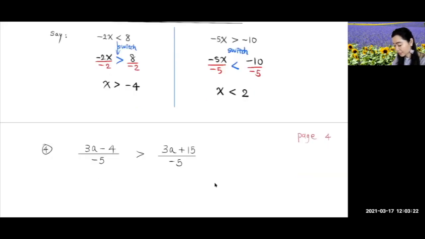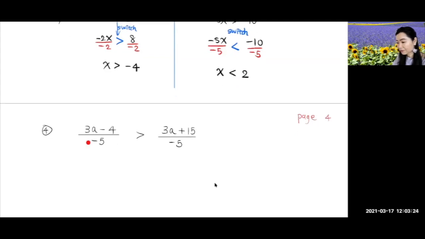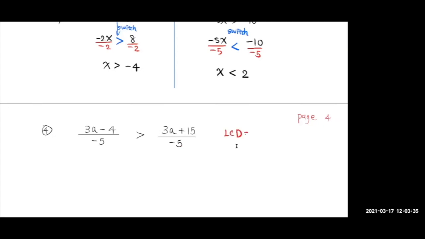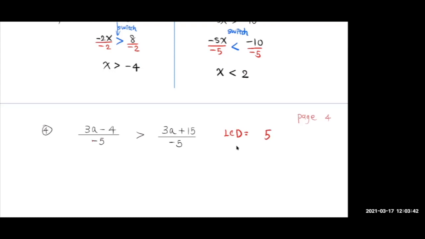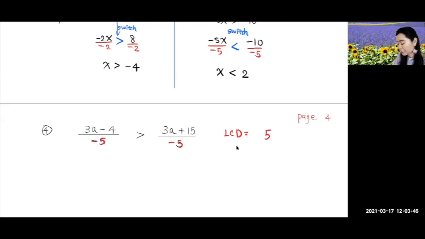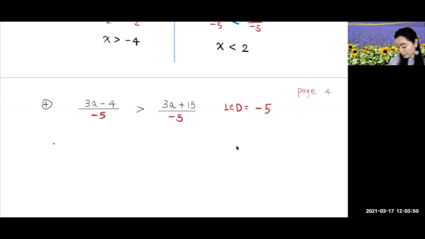Okay. The next one over here, we want to get rid of the denominator by multiplying both sides by the LCD. What's the LCD here? 5. You say 5, but it would be better if you say it's -5. -5. See? Yeah. So -5. Okay. So we're going to times both sides by -5.